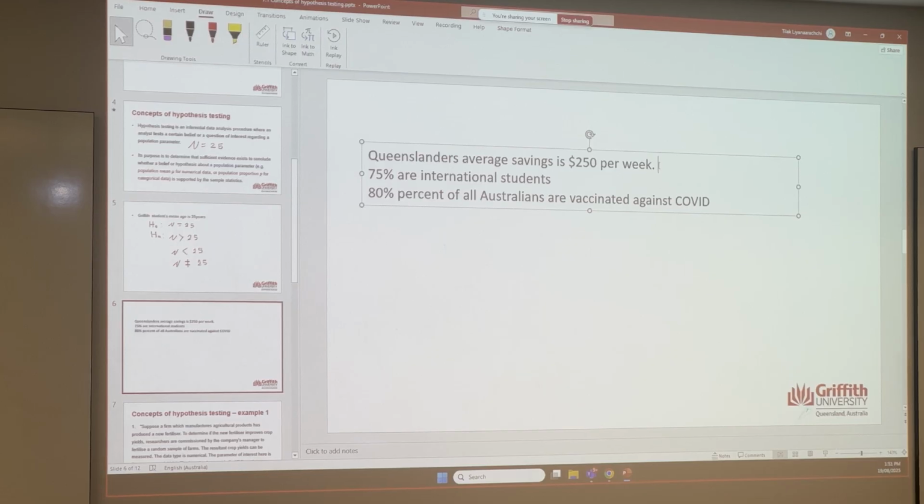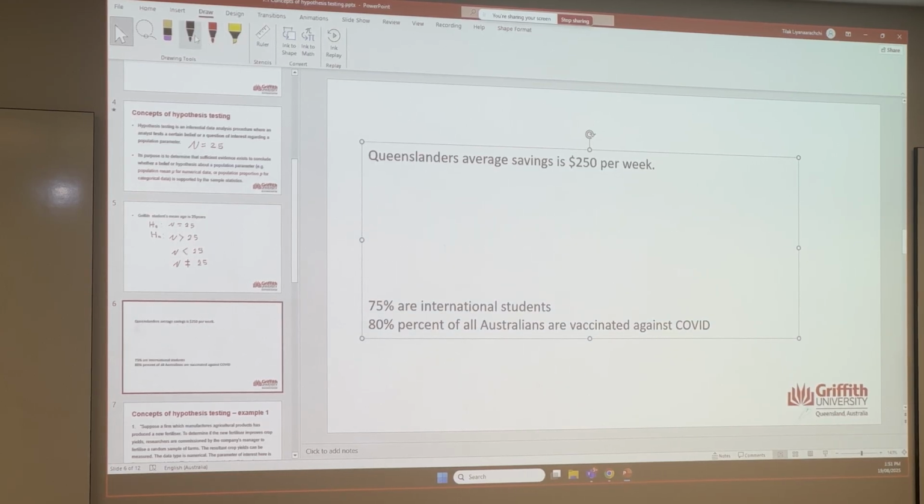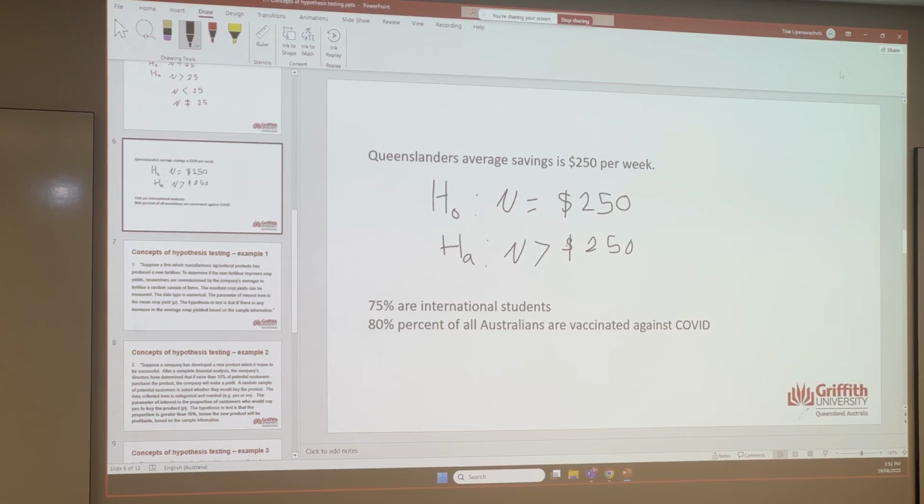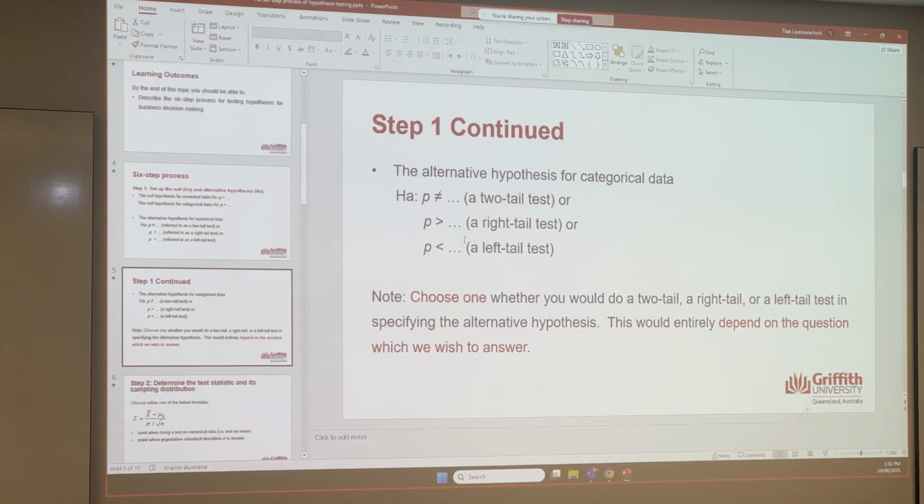Queensland residents, their savings is 250. So that means our alternative hypothesis is mu, the mean value, not equal to 250, right? Alternative is mu bigger than 250, or less than 250. So anything like that. I hope it is clear. So that is the first step, setting up the alternative and the null.